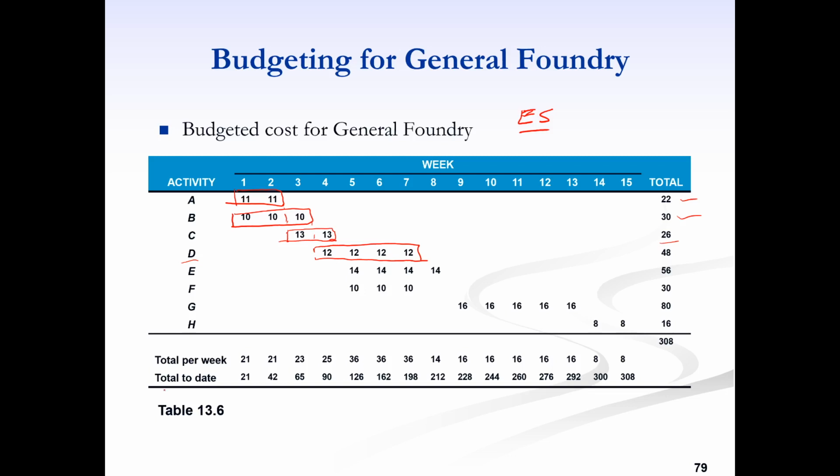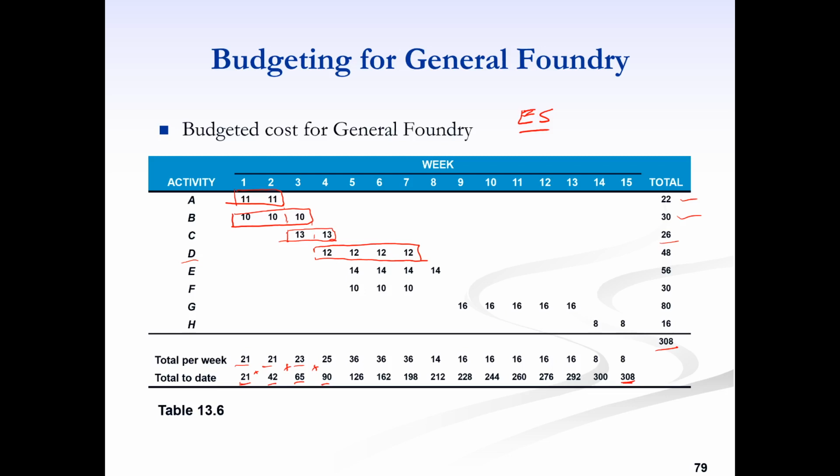You can see over here the last 2 rows. Total per week is just simply for each week, its summation: 21, 21, 23, etc. And the last row is telling us cumulative. So 21 first week, then 21 plus 21 is 42, 42 plus 23 is 65, and 65 plus 25 is 90, etc. And this is cumulative. So the cumulative is 308,000, and this is also 308,000 if we add column-wise as well.